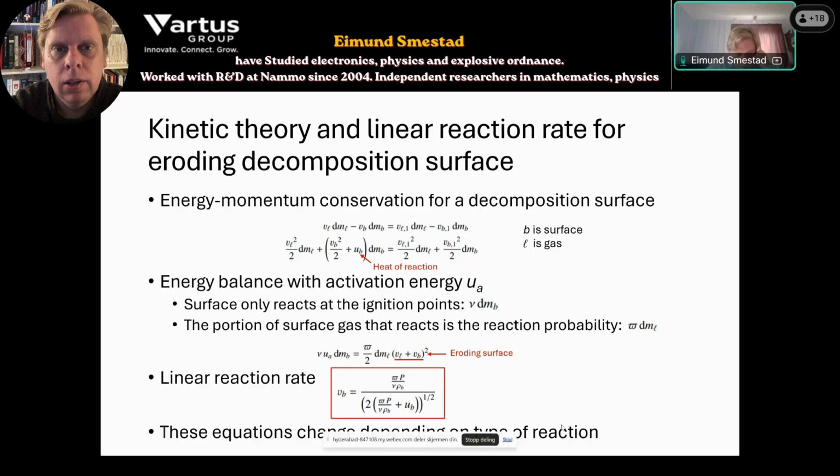Combining these three equations above, you get the linear reaction rate Vb, which depends on the gas pressure P, unreacted density rho B, the heat of reaction UB, and the interaction and reaction probabilities nu and pi. These equations change depending on the reaction type. If you have something else than an eroding decomposition surface, you need to redo these equations to get a new linear reaction rate.